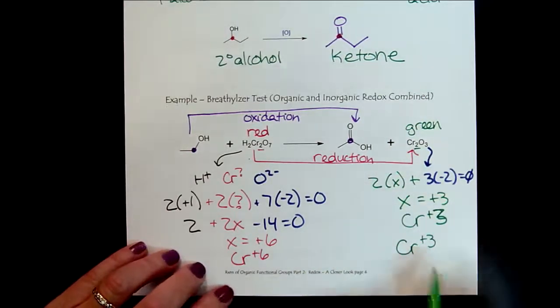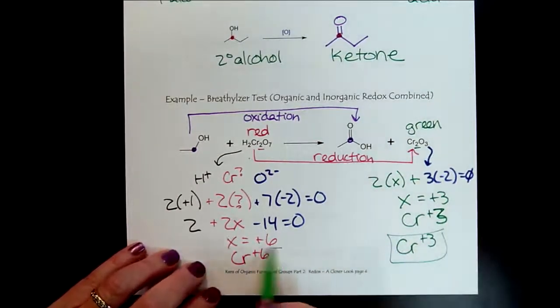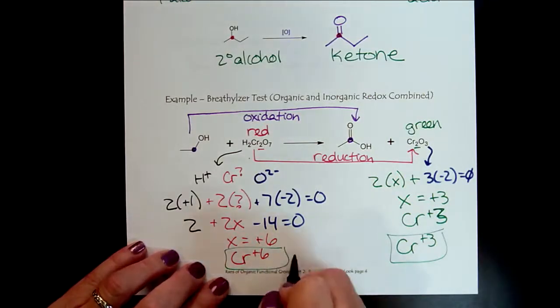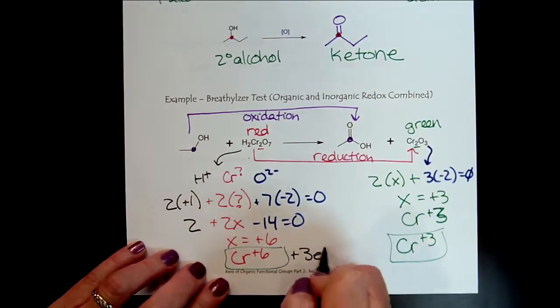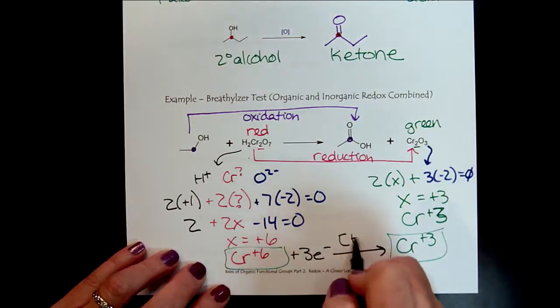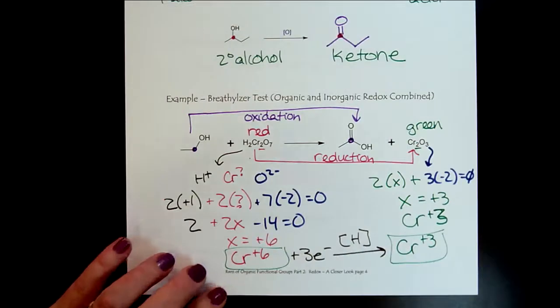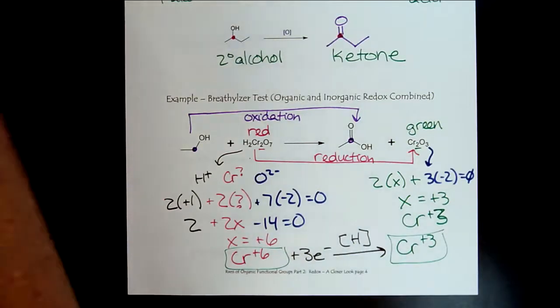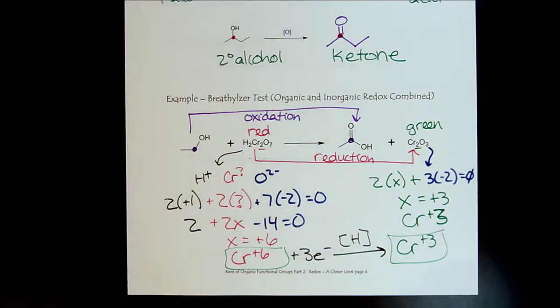There we go. All right, so we can see, looking here, we did our half reaction. Chromium +6 would need to gain 3 electrons to become chromium +3, and gaining electrons is reduction. So there's an example of how organic and inorganic oxidation and reduction can come together.